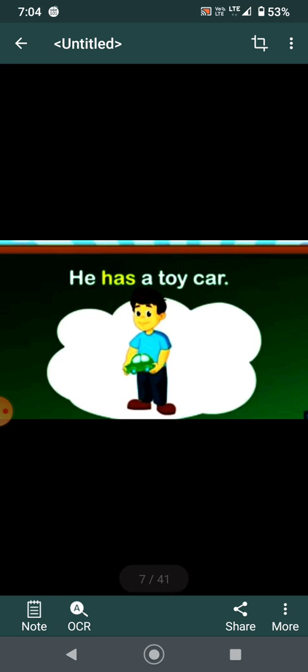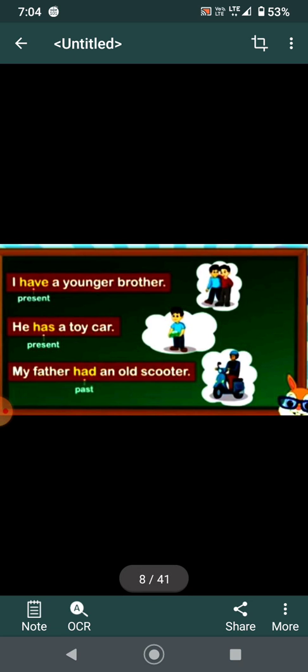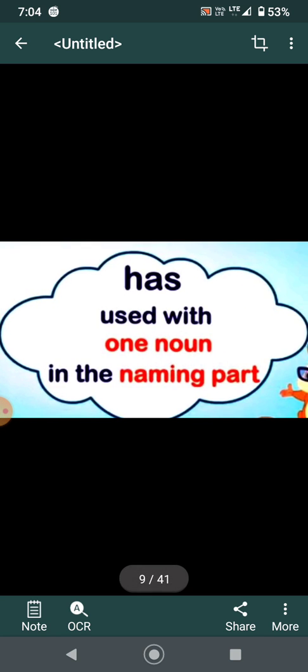He has a toy car. Means presently he has a toy car. If this sentence would have been in past, what would we have said? He had a toy car. Now see, I have a younger brother, present tense. He has a toy car, it's in present. My father had an old scooter, it's your past tense. Means it is used in the past.